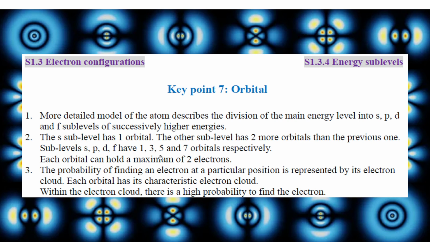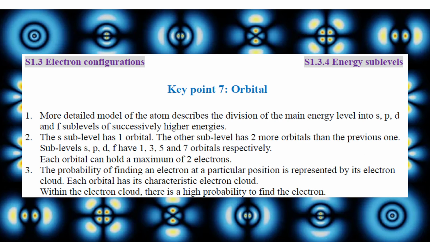3 orbitals, and each orbital has 2 electrons. So how many electrons can it hold? 6 electrons. For the D sublevel, 5 orbitals, 2 electrons each, so 10 electrons. Okay, got it. And then we have a more sophisticated concept.